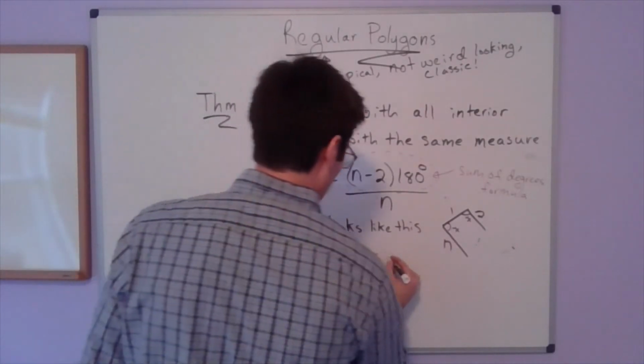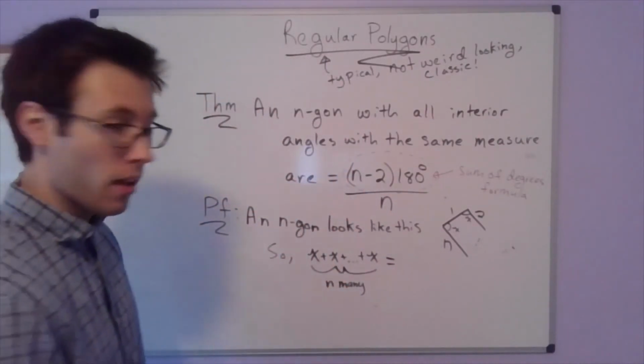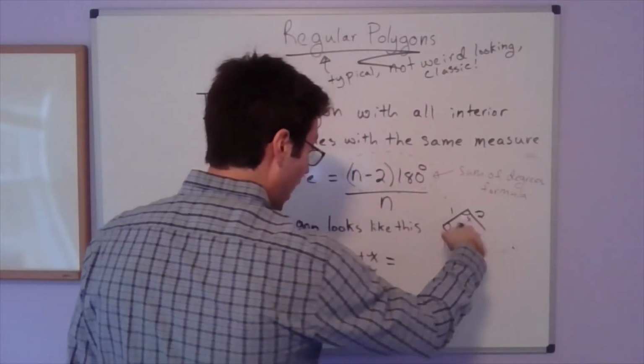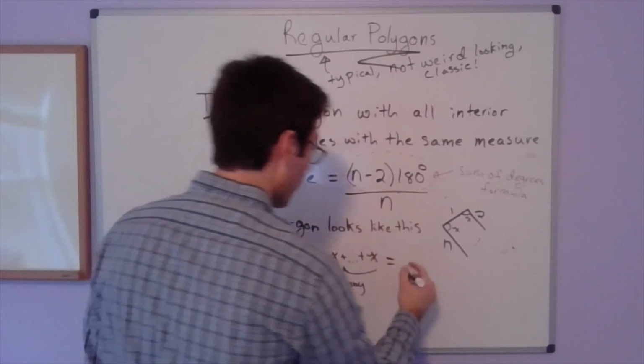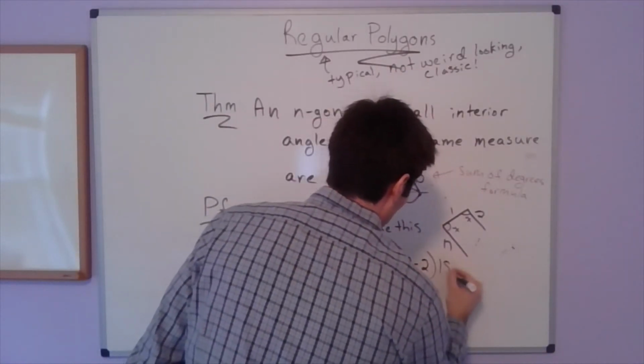And that is going to equal, and we're going to use our sum of degrees formula right here. So the sum of degrees formula, because we're adding all those x's, it should also equal this. So it's n minus 2 times 180.